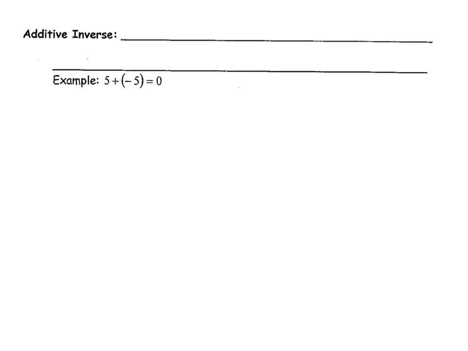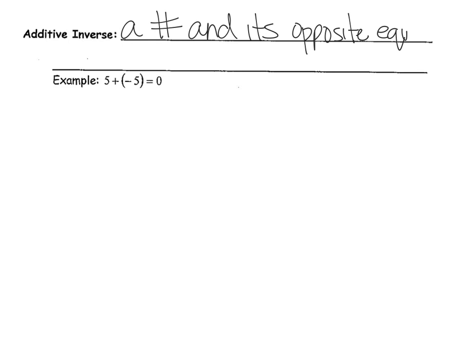Additive inverse. Next property means that a number and its opposite equals zero. And I can write it abbreviated, and you can too if you want. A number and its opposite equals zero. This only works with addition. That's why it's called additive inverse, because add. So there's my example. Positive 5 plus negative 5, they cancel each other out. They're like zero pairs.